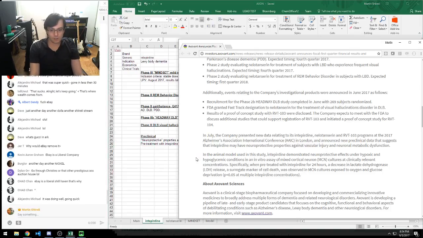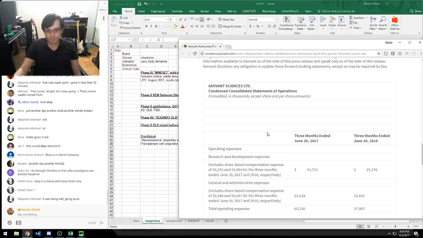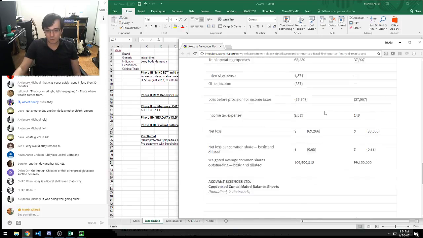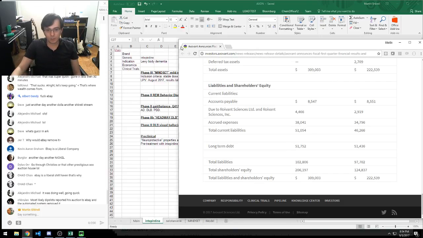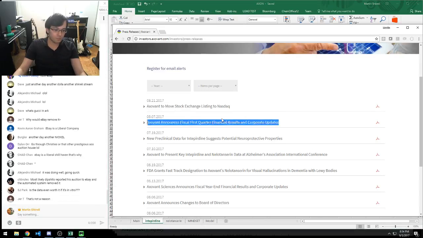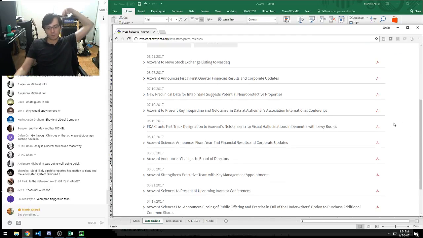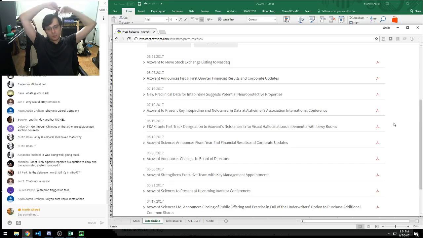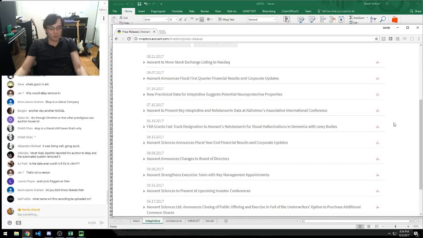Okay, great. So that's not too important. Here's the financials, which again we can get from the SEC filing. I don't think in vitro data is too important usually, but we'll talk about that in more detail. So that one press release gave us a lot to go on.